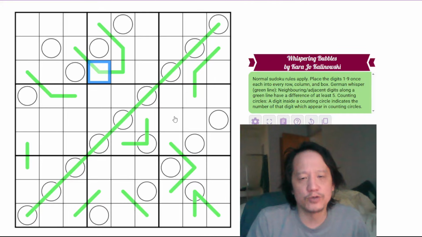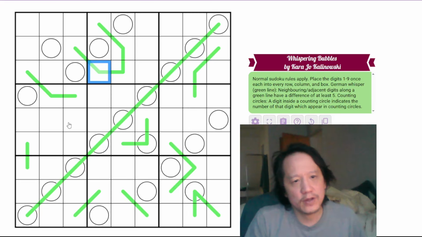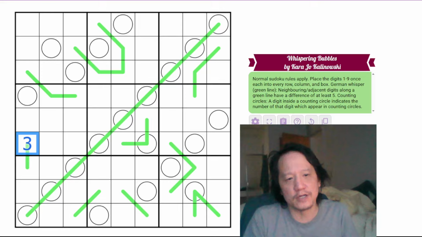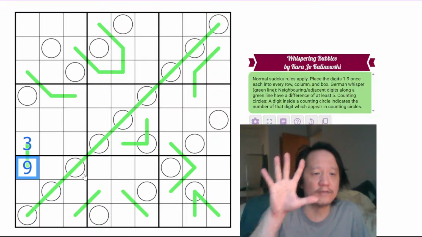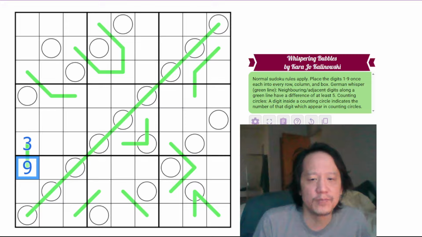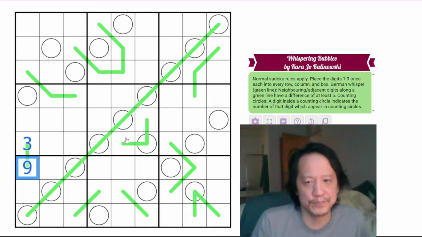German Whisper, which is a green line, or as I like to call them, Whisper 5 lines. Neighboring adjacent digits along a green line have a difference of at least 5. So, for example, if this were, say, a 3, this would have to be an 8 or a 9, because those are the only digits which are 5 or more away from 3. And that's an example of how the German Whisper or the Whisper 5 lines work.